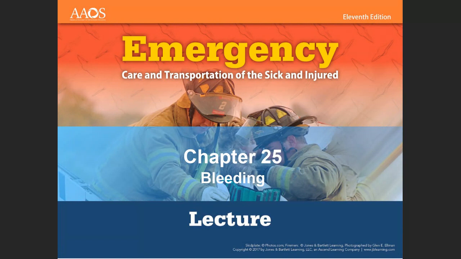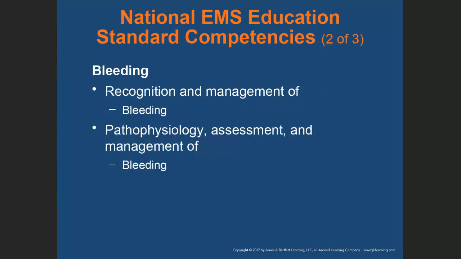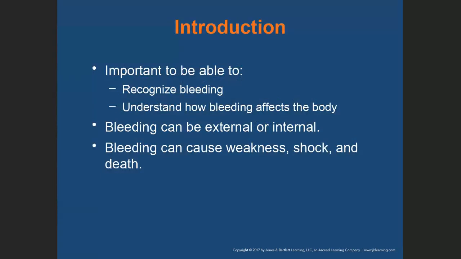All right. So we're moving on to the second chapter in the trauma module, bleeding, chapter 25. Introduction. It is important to be able to recognize bleeding and understand how bleeding affects the body. Bleeding can be external or it can be internal. Bleeding can cause weakness, shock, and death.